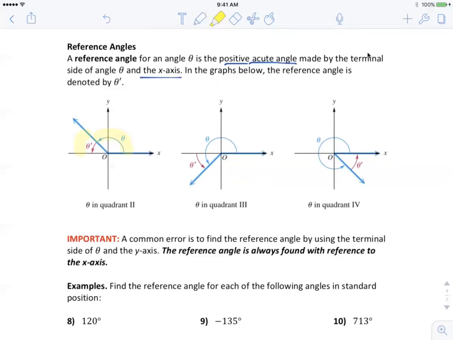So notice all of these, the angle is made with the x-axis and it's an acute positive angle, right? Doesn't matter which direction your arrow is going. It's always going to be positive, okay? So don't worry about counterclockwise, clockwise for reference angles. Just always positive. Okay, so I just described that, but that's the important thing. It's always with the x-axis, not the y, right?